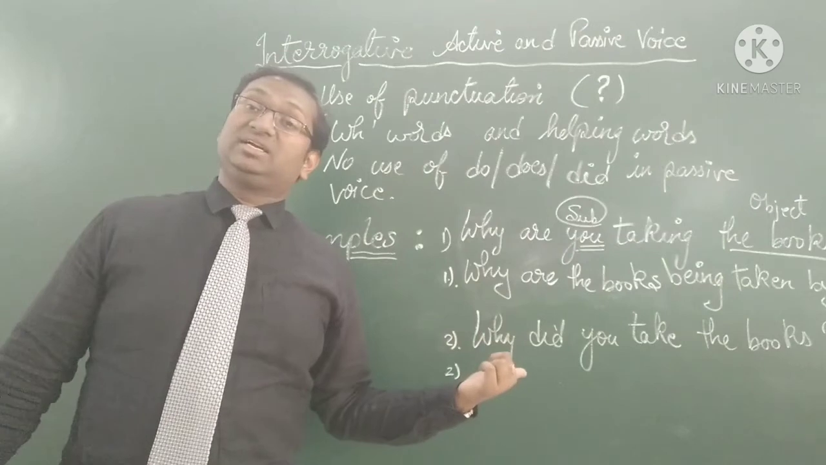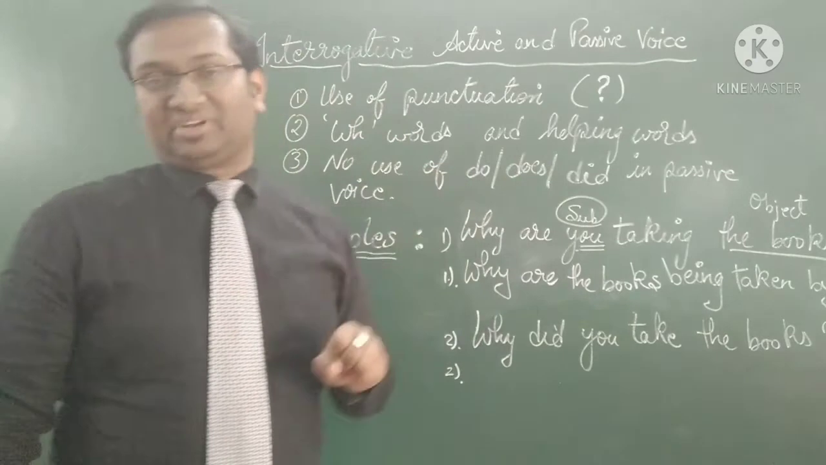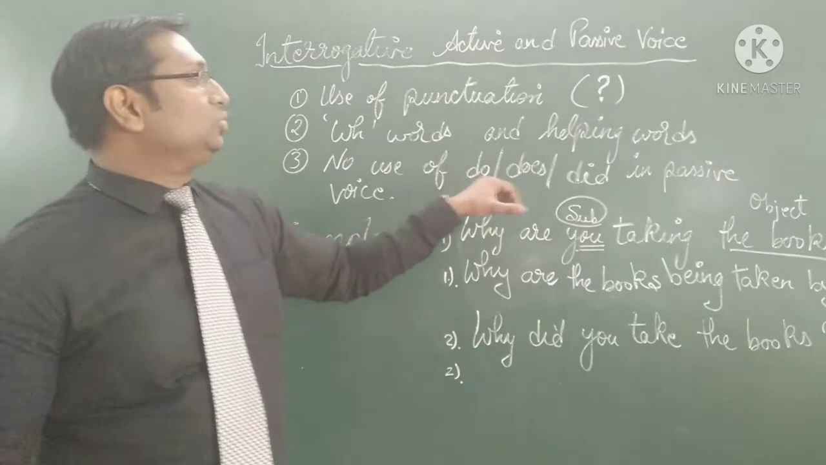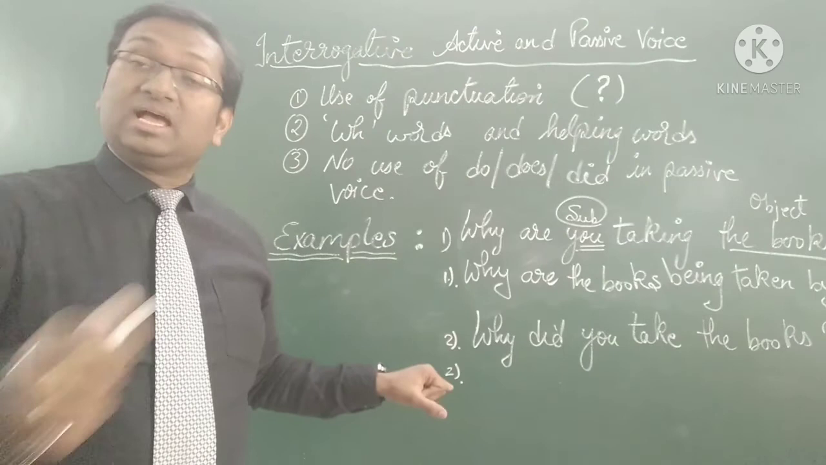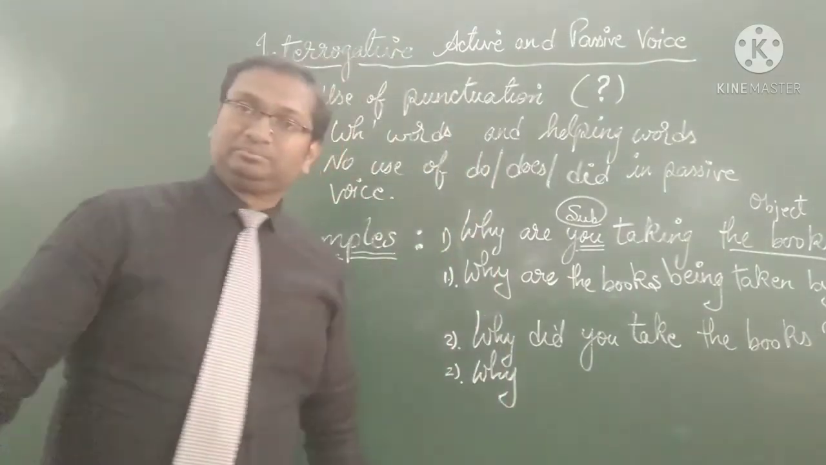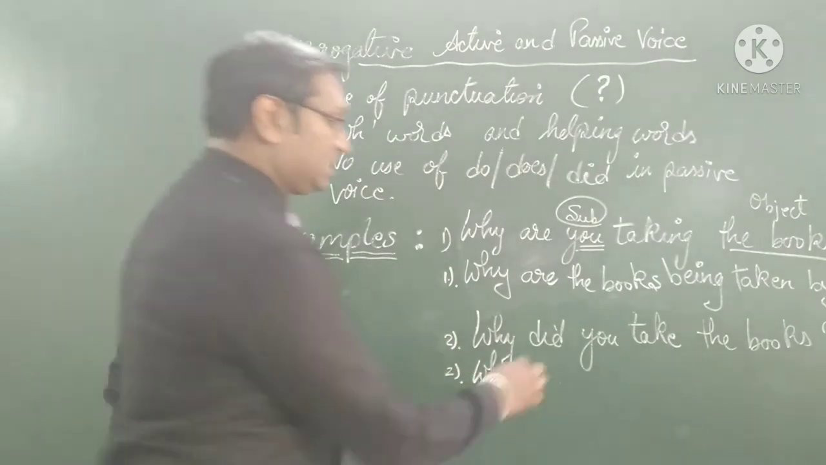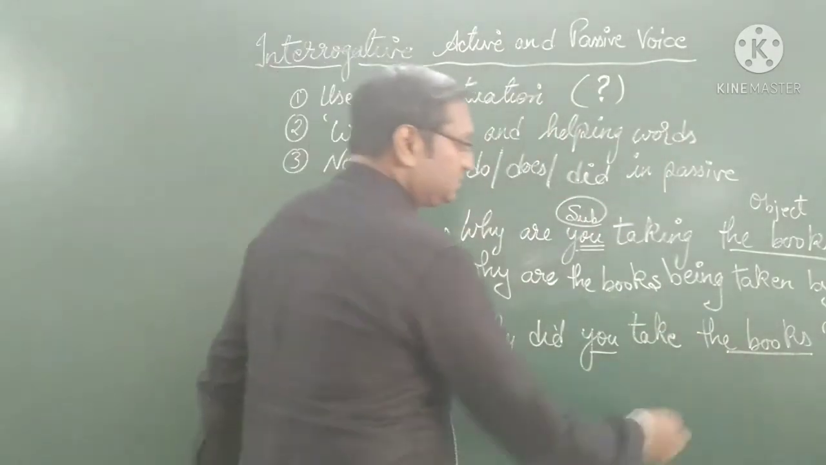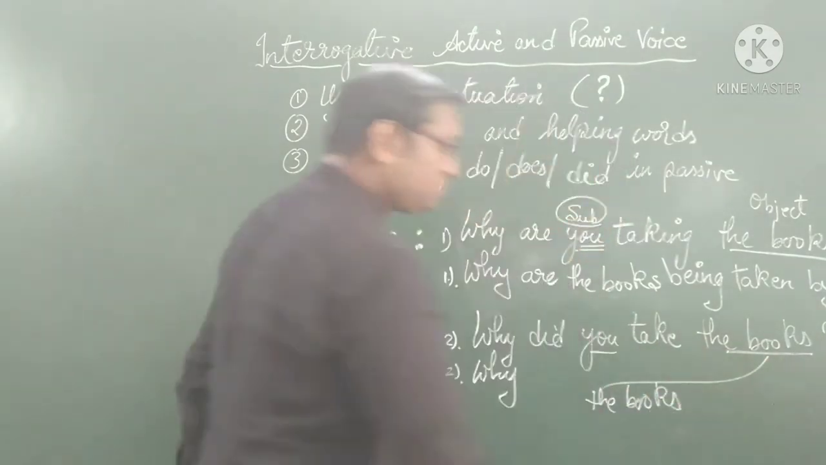Now next, why did you take the books? Now which tense is this? Did. Did means this is past indefinite. And I told you that if in an active voice we find do, does, did words, we are not going to use the do, does, did word in the passive voice. Let's do the answer. Again we have to write the word why. Say why. Now again over here we have to see the subject and the object. Subject you, object the books. After why, leave a space and copy down the object as the passive subject in the passive voice. The books.